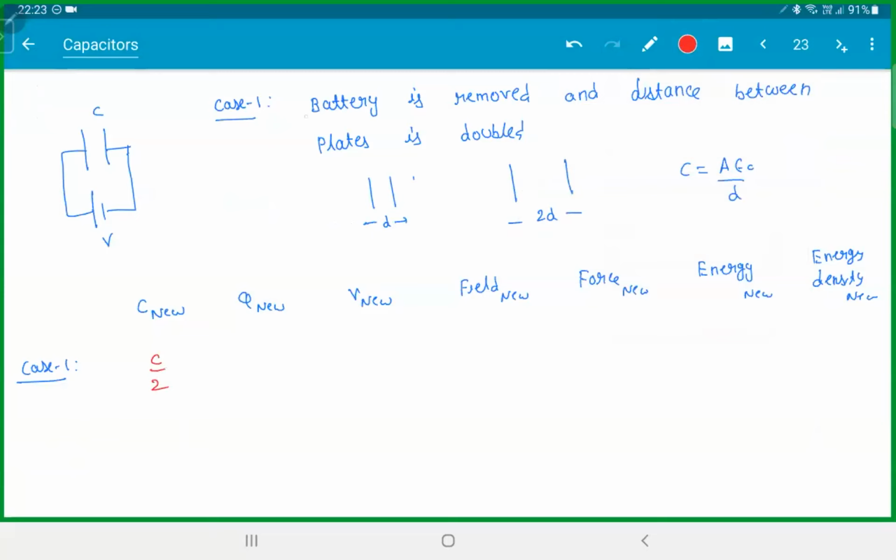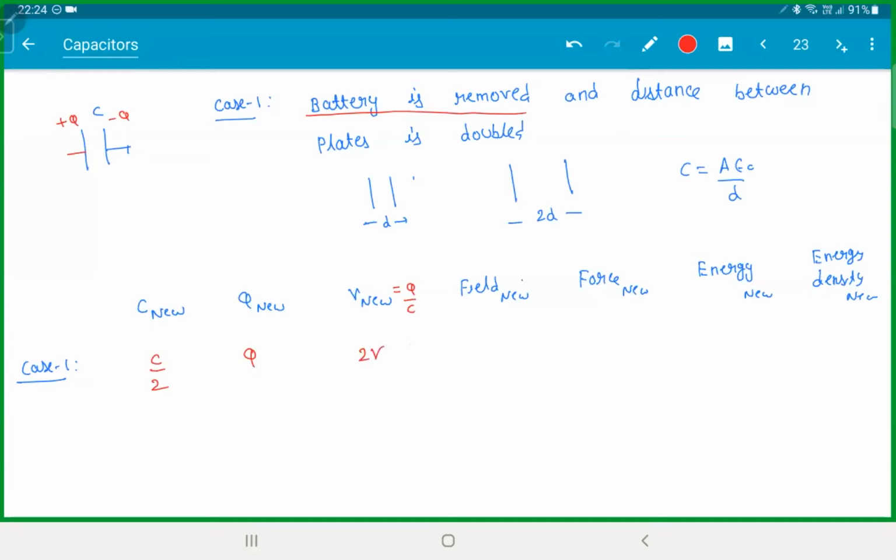And here, remember, you said the battery is removed. If you remove the battery, can you get a new charge? If you remove the battery, the charge on the plates is the same. It will be stuck. It can't go anywhere. The charge will remain same. What is the potential difference? Potential difference is Q by C. So charge is same, capacitance became half. The voltage will become double. Na?